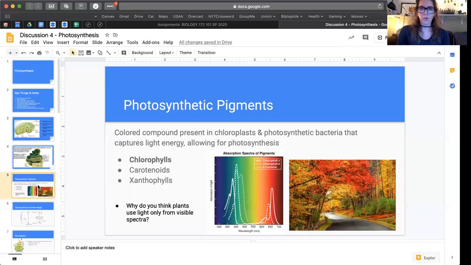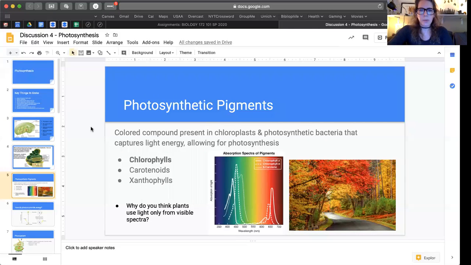Okay, so going over chlorophylls and what they are, they're essentially a type of colored compound available in chloroplasts that captures light energy, which allows photosynthesis to occur. So generally, we're talking about chlorophylls, but there are also other things like carotenoids and xanthophylls and several other types of accessory pigments, but mainly it's chlorophylls.